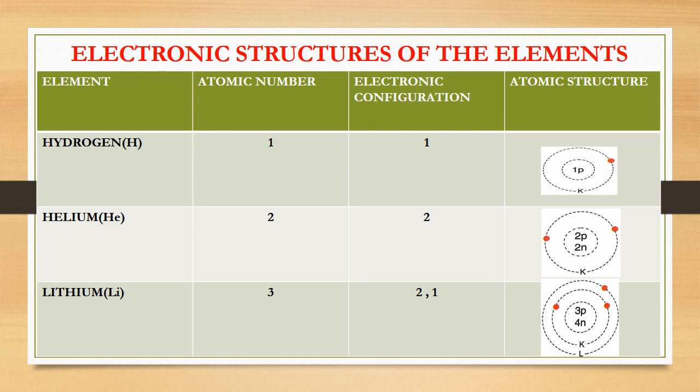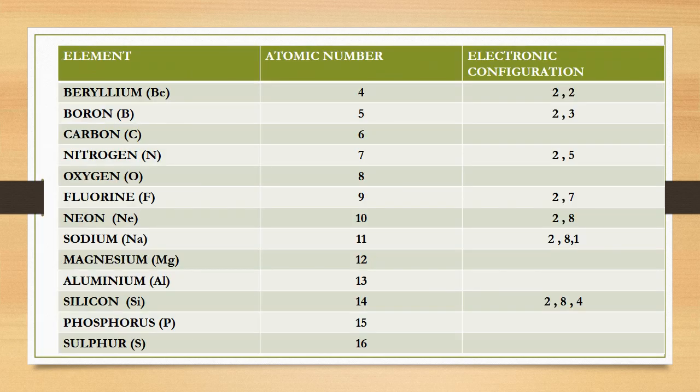So if you see at the extreme right with respect to lithium, the atomic structure, you can see that it has how many cells? It has 3 cells, isn't it? Sorry, 2 cells. It has 2 cells, that is K and L. K cell has 2 electrons, and how many electrons are present in the L cell? Only 1 electron.